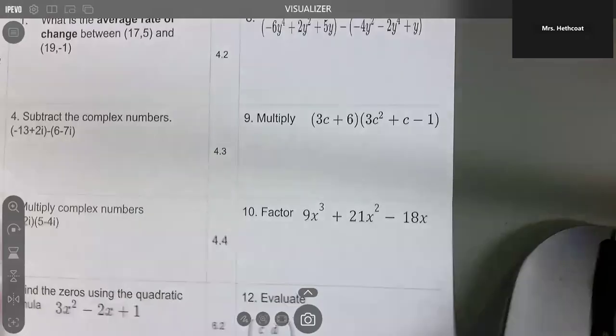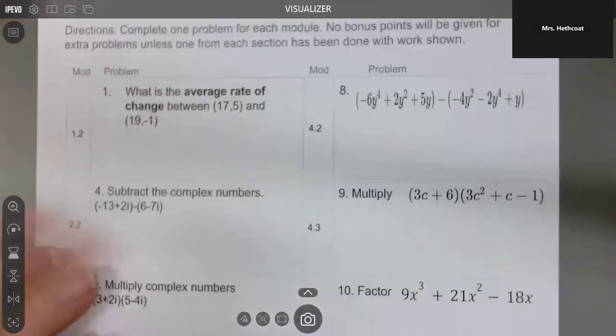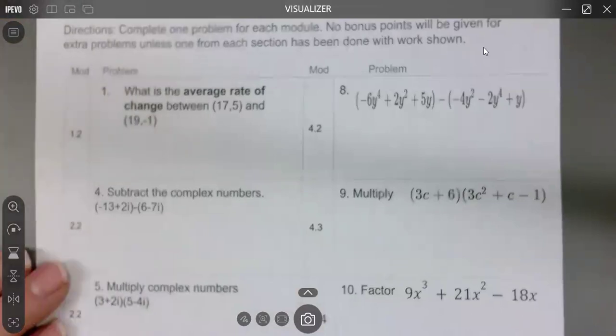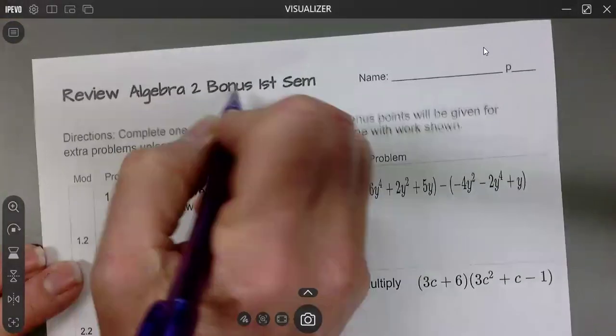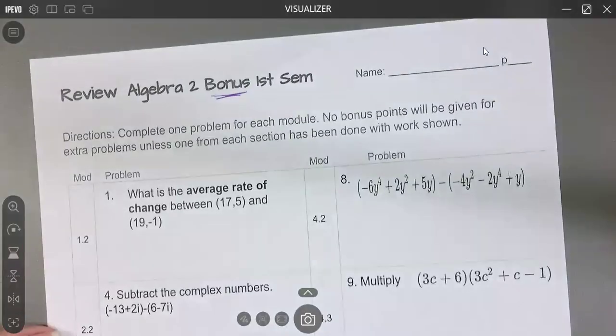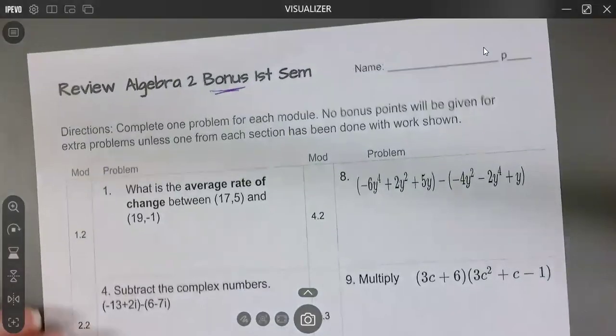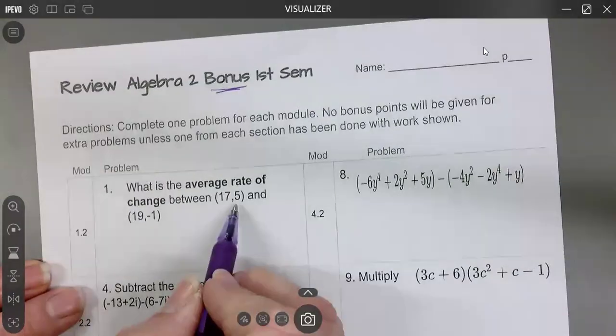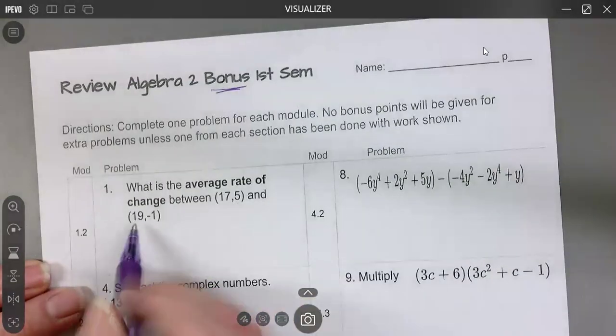Hello. So we are going to work on the bonus questions that'll be offered in the final. We'll see how far I can get. So reminder, this one is the side that says bonus. It's a review. So number one, what is the average rate of change between 17.5 and the coordinate 19, -1?